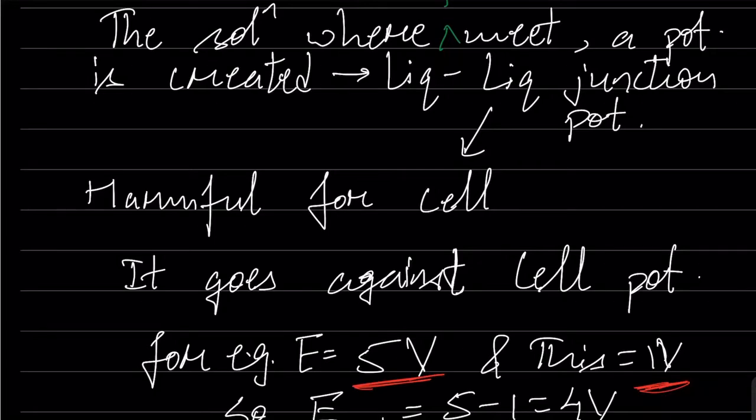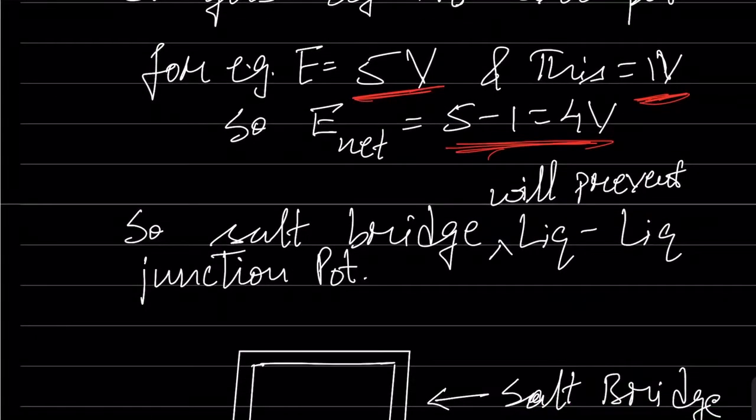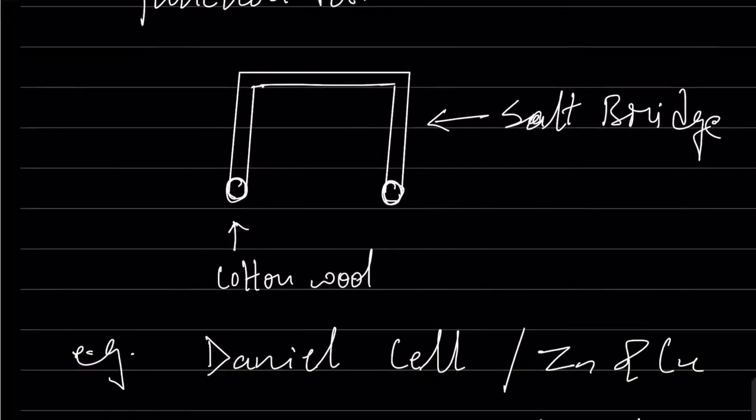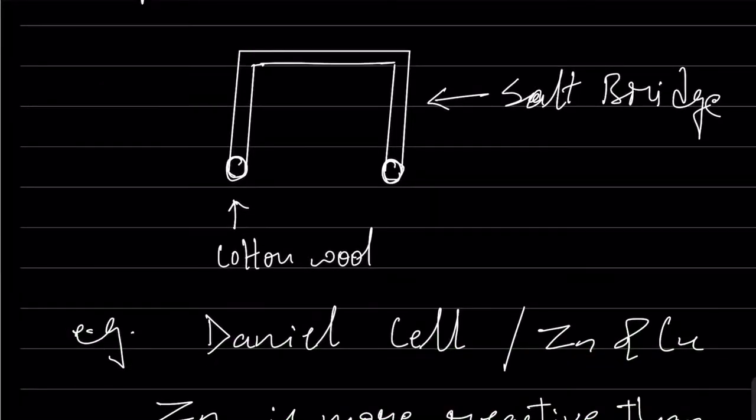So what is the function of the salt bridge? The important function is that it prevents the liquid junction potential. The salt bridge prevents the liquid junction potential easily without intermixing the actual solutions. Without intermixing the solutions, it helps in migration of the cations and anions across the salt bridge.